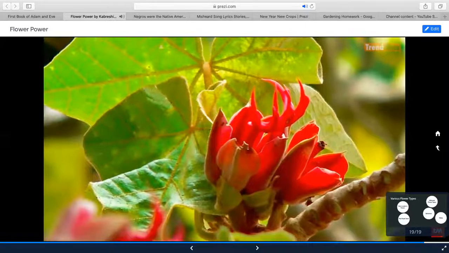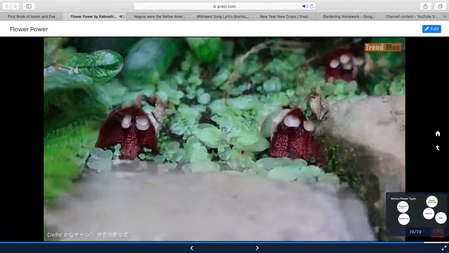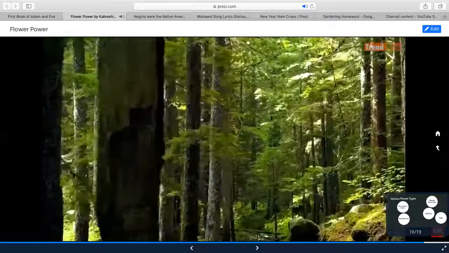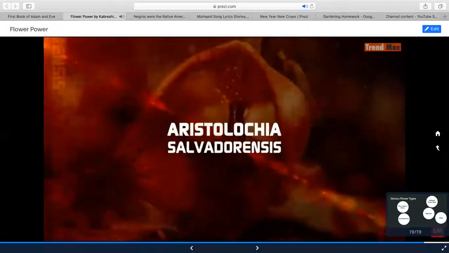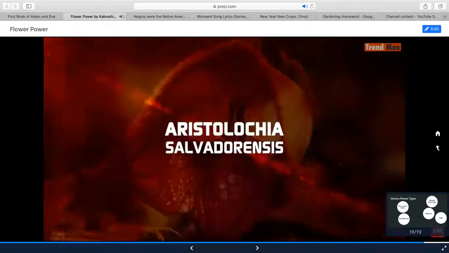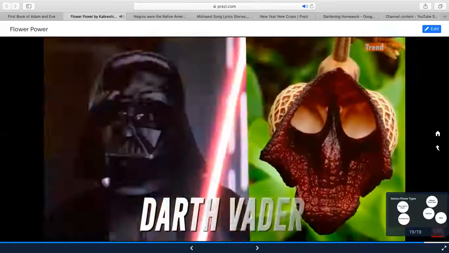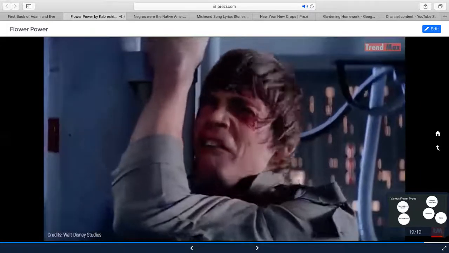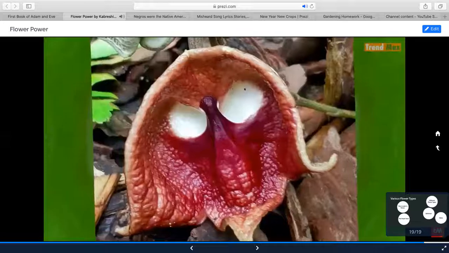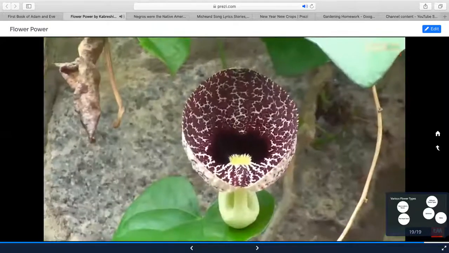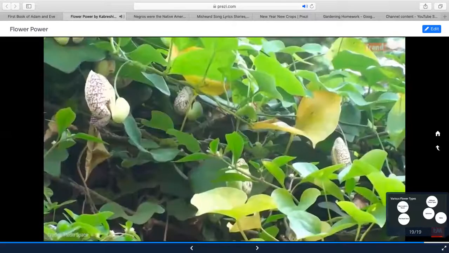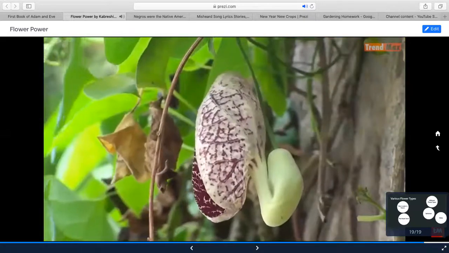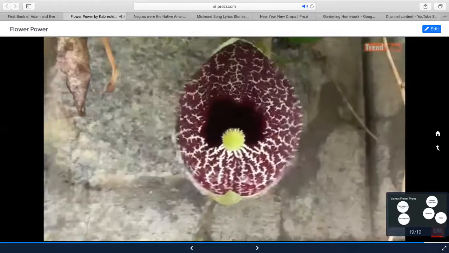And from a flower that is used to treat heart problems, I'll talk about one that apparently has serious breathing problems. Aristolochia salvadorensis. This flower has the face of Darth Vader. Yes, just look at it. It's a plant that only lives in the jungles of El Salvador and Guatemala, and, like Anakin, it is used to being a bit ruthless when it comes to achieving its objectives.